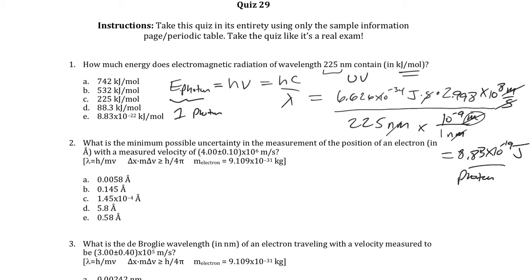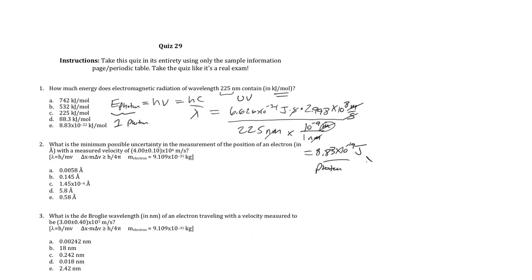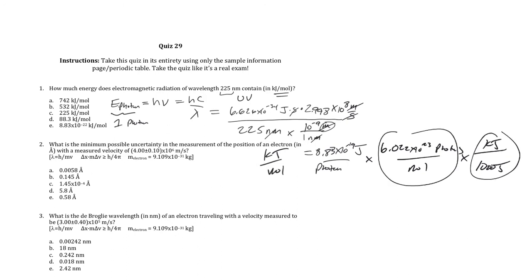If I want to go to kJ per mole, I just have to account for having an Avogadro's number of photons. So there's 6.022 times 10 to the 23 photons in a mole. And of course, there's 1,000 joules in a kJ. So if I want to go to kJ per mole of this radiation, I just use Avogadro's number and convert to kJ. So that gives me 532.